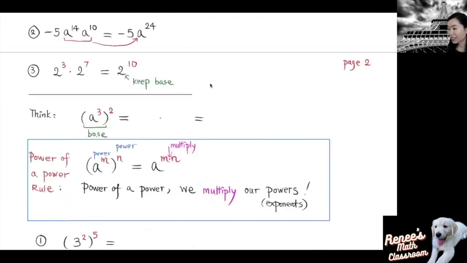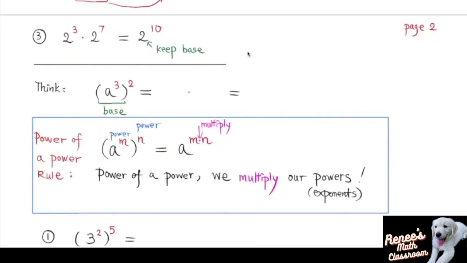Now we're going to discover another rule. So let's think a to the third power and then squared. Okay, put them inside the parentheses.